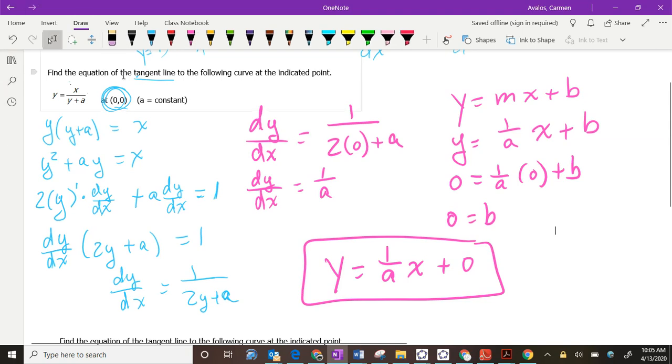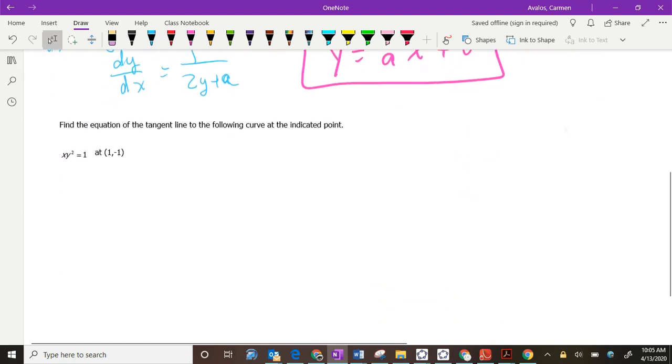So find the equation of the tangent line to the following curve at the indicated point. So this is the equation of the tangent line at this point. So that's what it would look like at 0, 0. Okay, let's do one more.